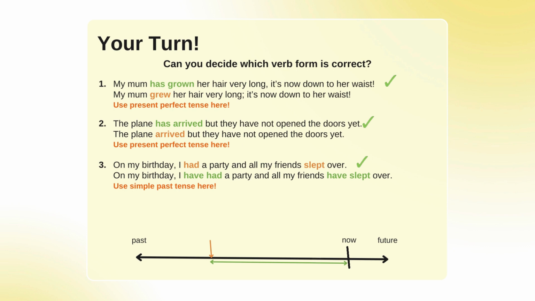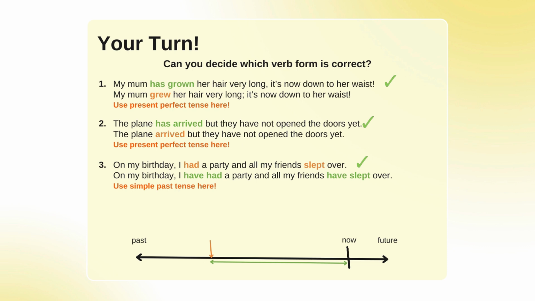My mom has grown her hair very long, it is now down to her waist. So in this sentence, my mom started growing her hair in the past. And in the present moment, her hair is long, down to her waist. So this action of growing her hair started in the past, and in the present moment, her hair is long.